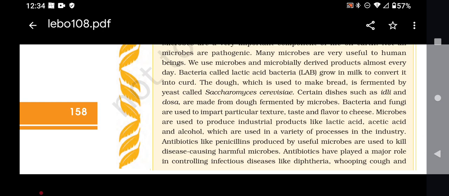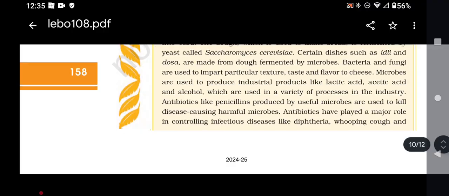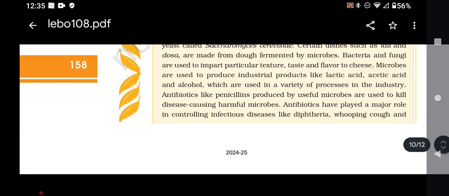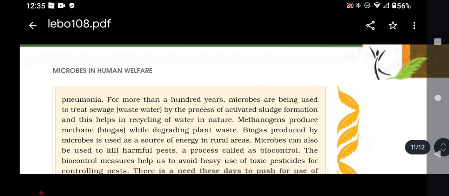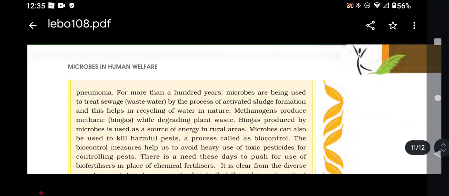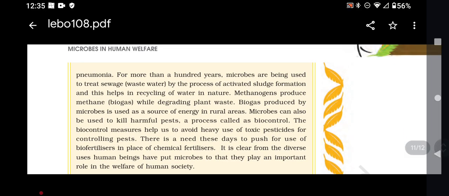Microbes are used to produce industrial products like lactic acid, acetic acid, alcohol, which are used in a variety of processes in the industries. Antibiotics like penicillin produced by useful microbes are used to kill disease-causing harmful microbes. Antibiotics have played a major role in controlling infectious diseases like diphtheria, whooping cough, and pneumonia. For more than 100 years, microbes are being used to treat sewage wastewater by the process of activated sludge formation, and this helps in recycling of water in nature.